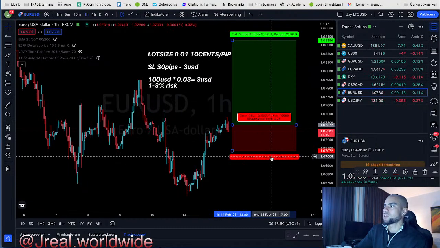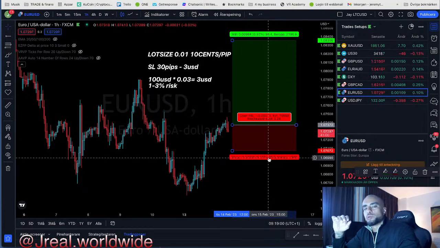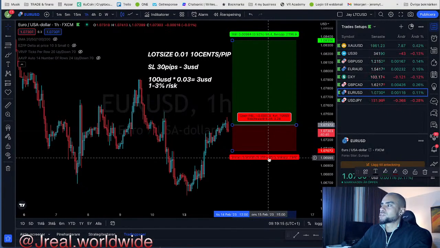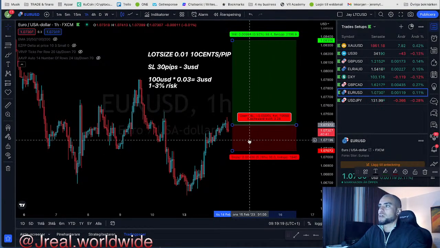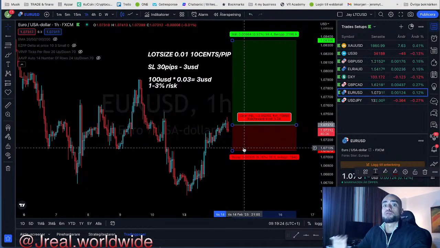So in this example, we saw that the stop loss is 30 pips. If the stop loss is 30 pips and you are trading a $100 US account, you want to use the minimum lot size, which is the micro lot size 0.01, and that means you are betting 10 cents into each and every pip the market moves. If you have a 30 pip stop loss, that means you're risking $3 in this trade. So if the trade goes in the wrong direction and you lose, you have lost $3.